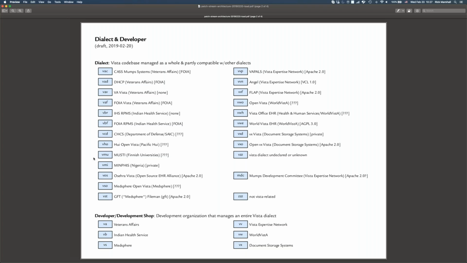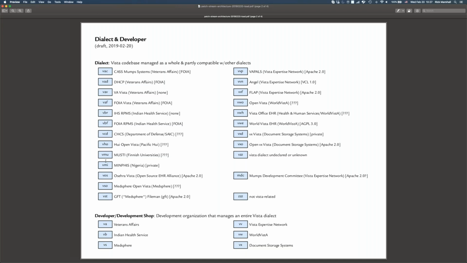So these big players will each get a chunk of the namespace that'll be used to name the different dialects that they have. I don't know how Epic is organized internally within their community. I have some ideas, but I don't know for certain. But that's not my problem today. My problem is to make sure the Vista universe is laid out clearly.